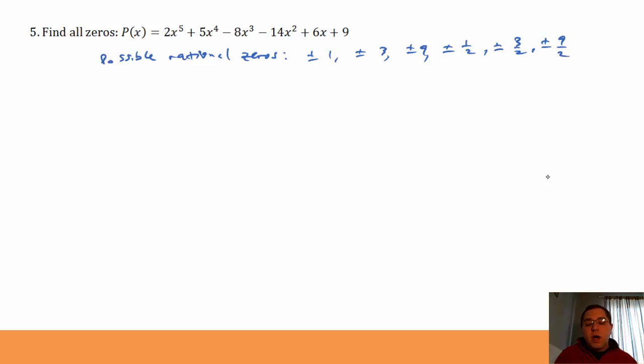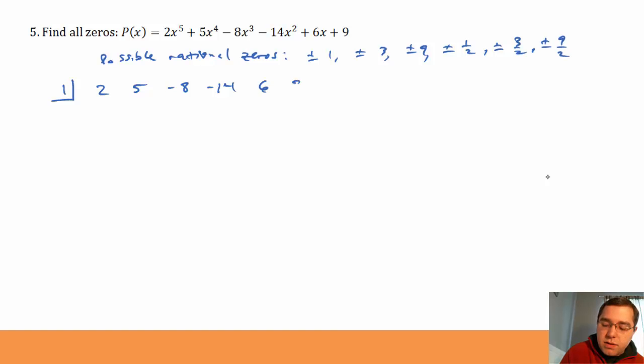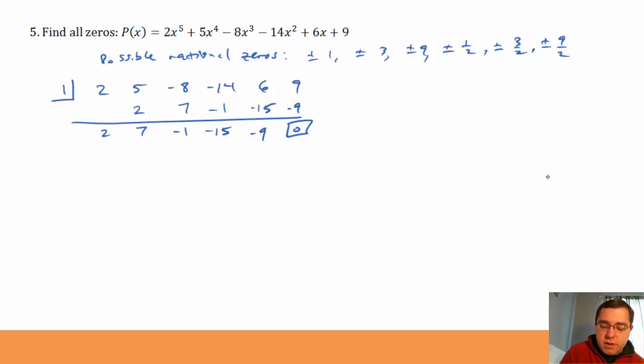Let's just start with 1. If I plug in 1, I'll have 2 plus 5 is 7, minus 8 is negative 1, minus 14 is negative 15, plus 6 is negative 9, plus 9, and that's 0. So 1 works. Let's then divide by 1 with synthetic division to figure out the reduced equation that I can then work with. So now all I have to do is work with the equation 2x to the 4th plus 7x cubed minus x squared minus 15x minus 9.